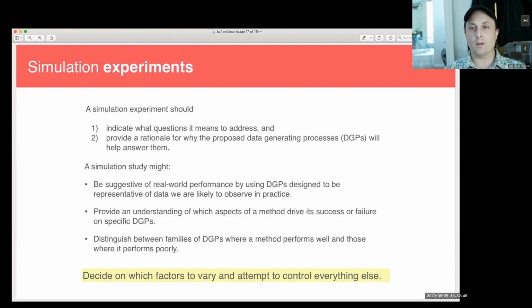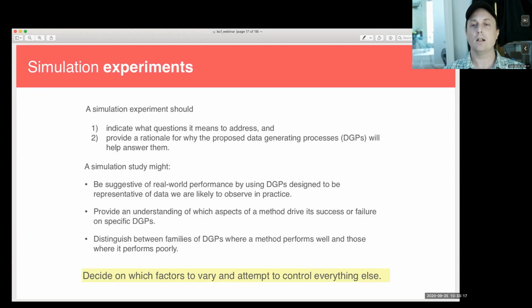And then secondly, we should provide a rationale for why the data generating mechanism that we're using in this study is going to help answer that particular question. So it's not about picking a method, it's not about picking a simulation study that highlights your favorite method, which I think happens all too often in the literature. Instead, we want to ask specific questions and figure out what we can learn. Is it going to be a theorem? No. Is it going to be valuable?